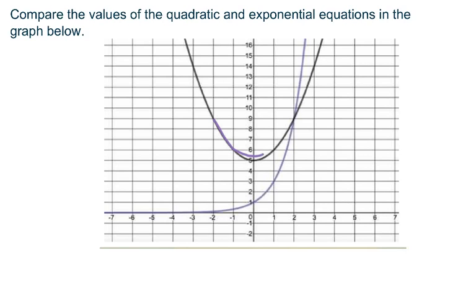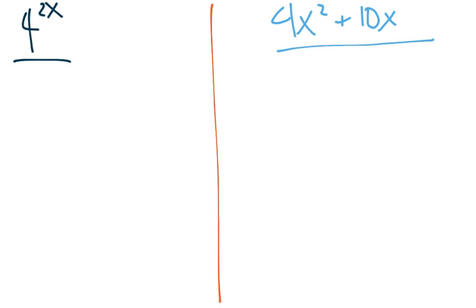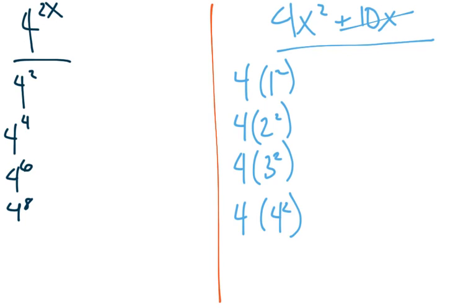Here we have our quadratic equation graphed, and then here we have our exponential equation graphed. And you can see in the beginning the exponential is growing slower, it has a lower value than the quadratic. By the end our exponential is much higher and grew much faster, jumped all of a sudden to grow much faster than our quadratic equation. And let's take a look mathematically, algebraically, at why this is so.